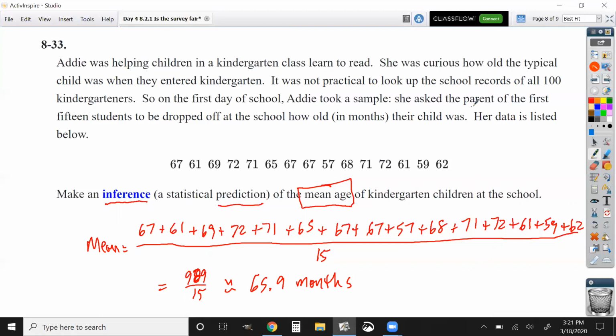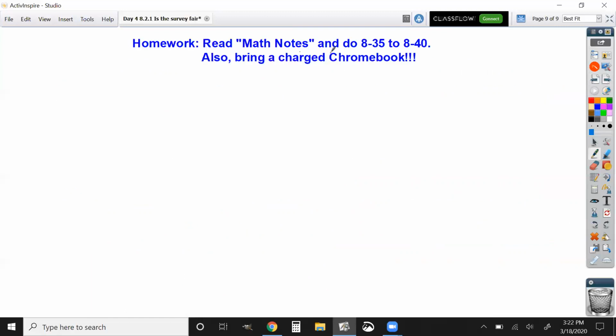You might want to go back over it, read it again, look at some of the answers, and then try your homework. Your homework tonight is going to be to read the math notes and do 835 to 840.